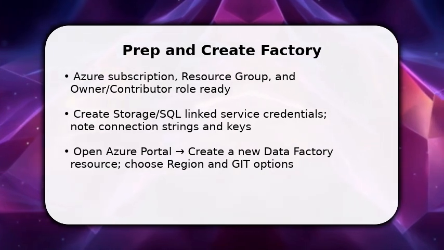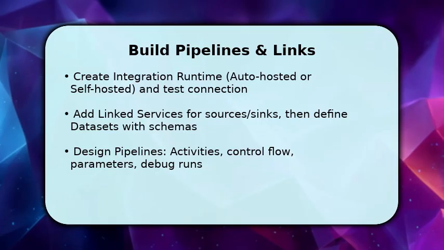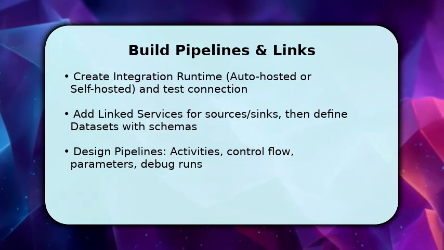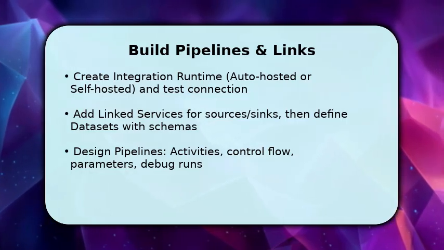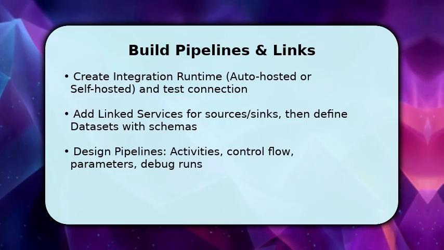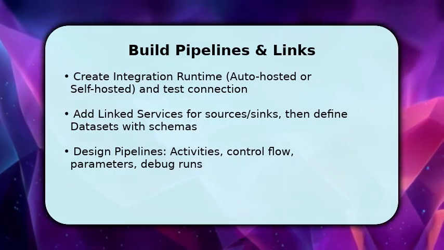You now assemble the core. Start by provisioning an integration runtime. Choose auto-hosted for cloud transfers or self-hosted for on-prem systems, and test connectivity. Next, create linked services for your source and sink, then define typed datasets so activities know schema and format.